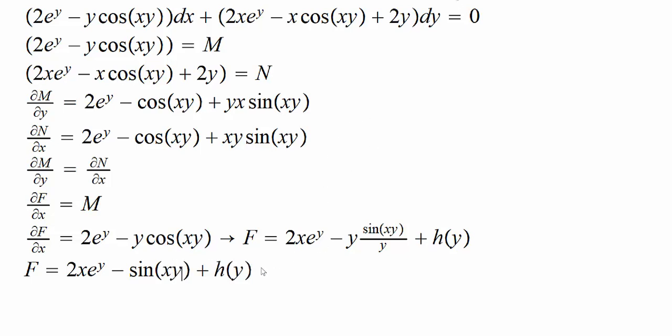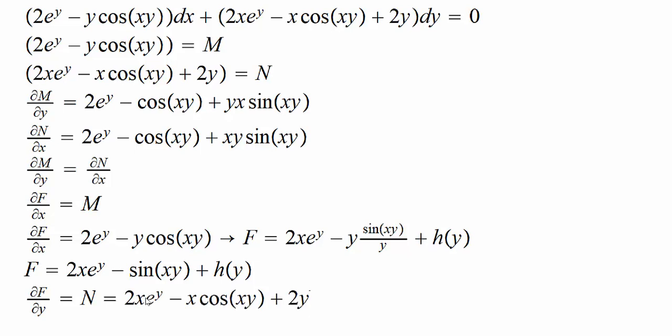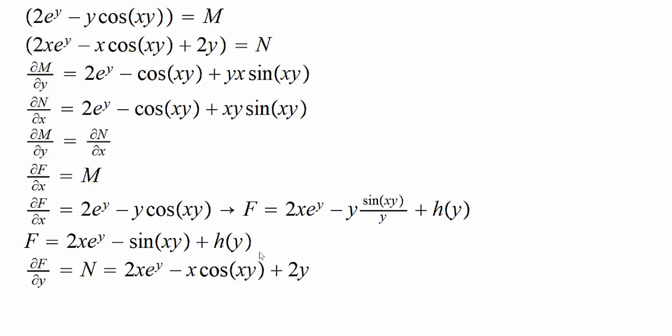Okay, now remember this, that the partial derivative of f with respect to y equals what? That equals N, or in other words, who is N here? N is this quantity, right? So what we can do is use this value of f that we obtained to obtain the partial derivative of f with respect to y.